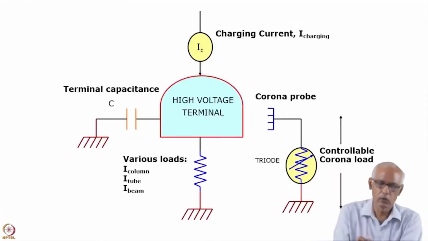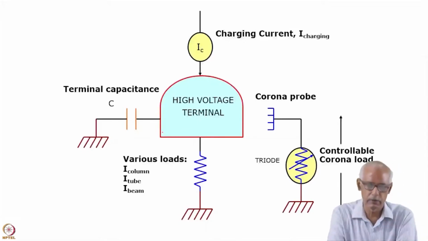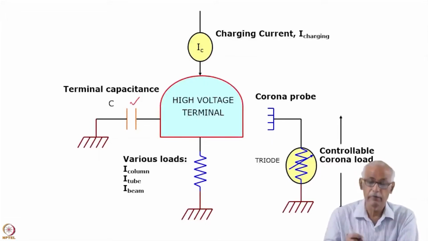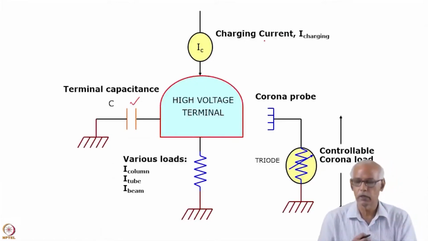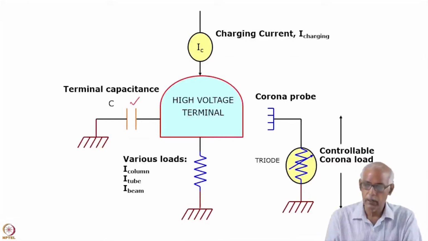See, for example, the first is voltage generation, and that generation is coming because we are charging the capacitor, and the capacitor is formed because of this high voltage terminal and the pressure vessel. So it's represented by C here. Then there are various currents. For example, the charging current, which is flowing, so I call it I charging here, and that is coming in. So the voltage is developed because of that.